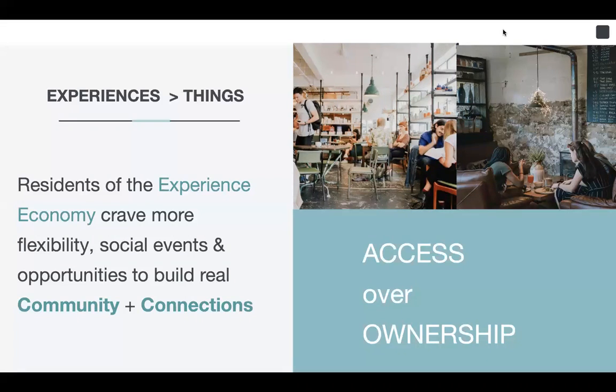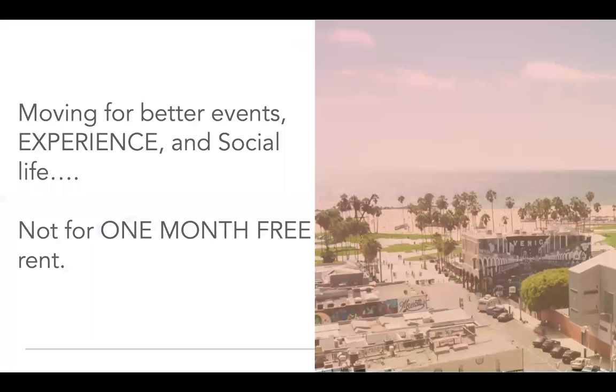And so access over ownership is huge too, right? How easy is it to access a cool co-living place with furniture and pots and pans and sheets and everything all in, and I'm just making one payment per month. That's what they care about.